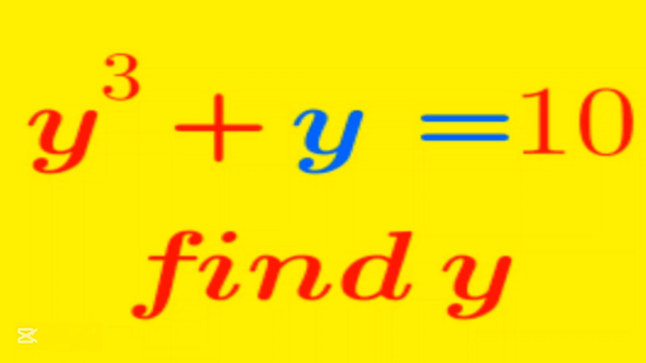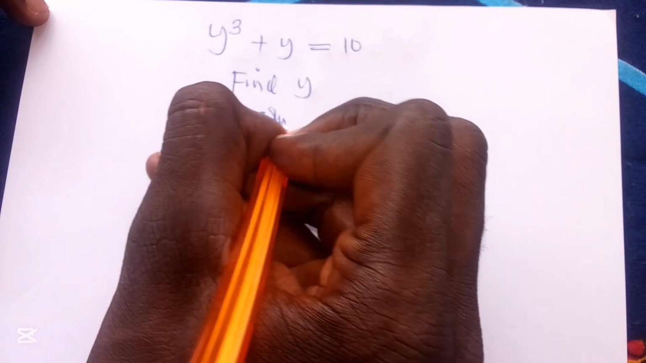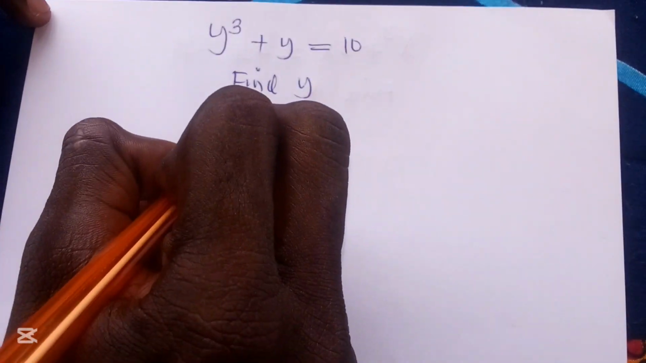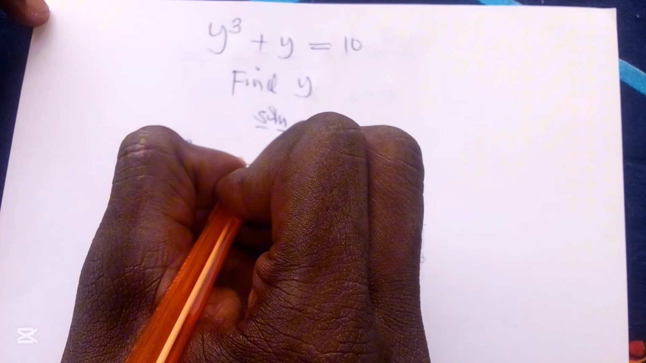Welcome to BK Mathematics. Now we are given a polynomial function here to solve. Let's solve it together. It reads y cubed plus y equals 10. Find the value of y. Now we say solution. To find the value of y, since we are given y cubed plus y equals 10.